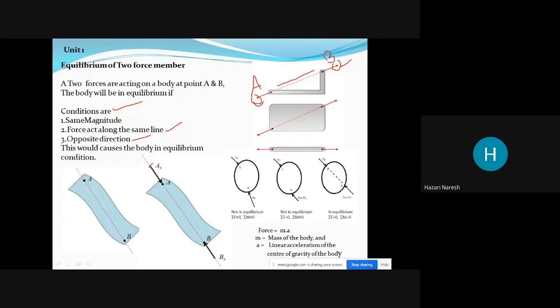It is in equilibrium condition. So if you take the case of a binary joint, this has some structure. Here in this case also it is the same. Now it's under equilibrium. In this case, this is also under equilibrium.